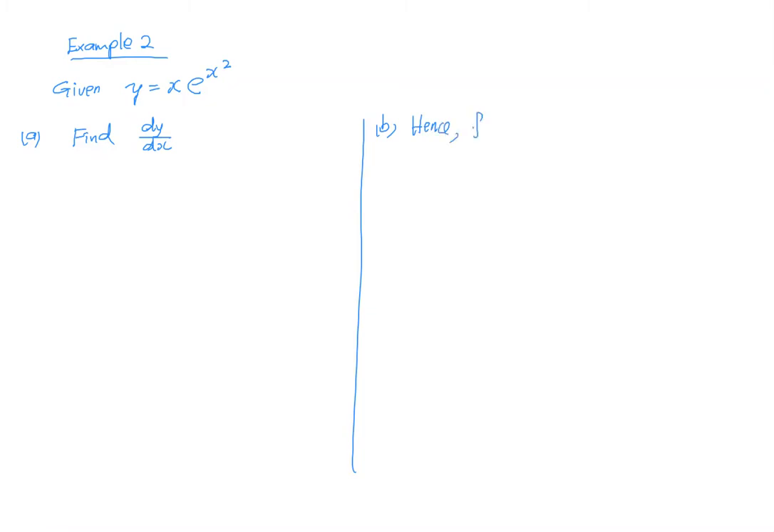Okay, example 2. They say given a function. Those who don't have it, you can look at the board. Given y equal to x e to the power of x squared. Part A, find dy over dx. Then part B, they ask you to hence find the integral of this one. This one is quite straightforward. You can straight away get the answer.